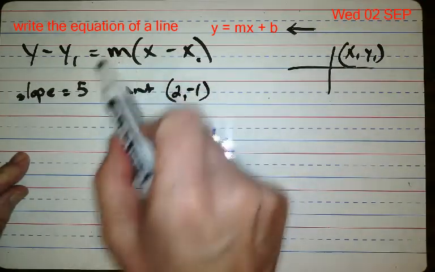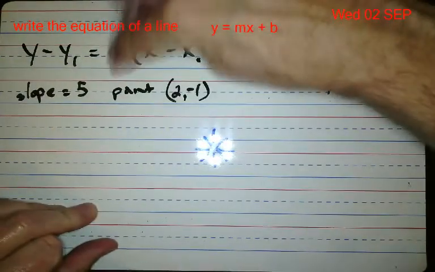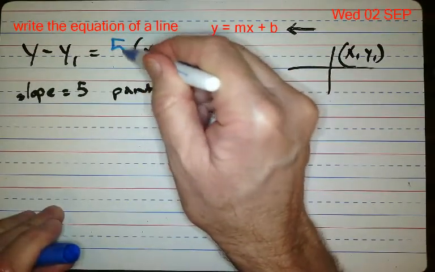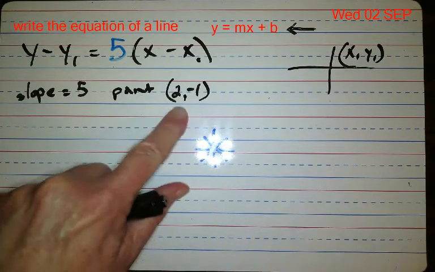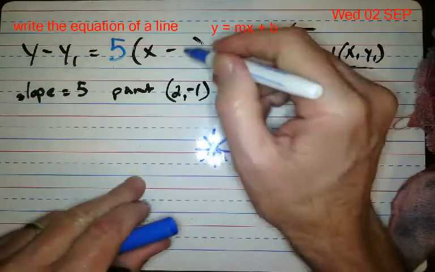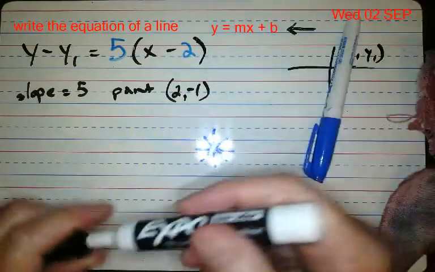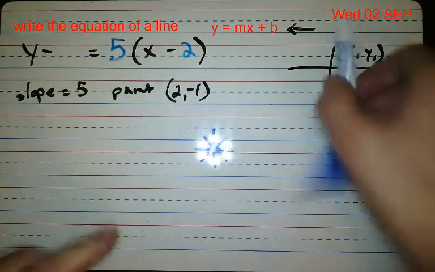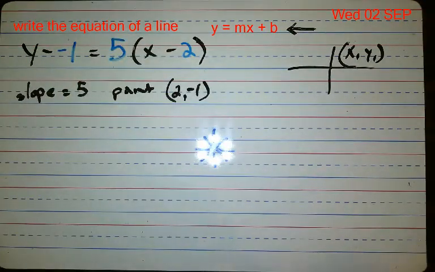So I am going to put the 5 where the m goes, and let's use a different color so we can see it. 5 goes right there. And then I need to put the point where it goes. So the x number is 2, so I'm going to put 2 right here. Notice we're subtracting whatever the x number is. All right. And then the y number is negative 1, so I'm going to subtract negative 1.